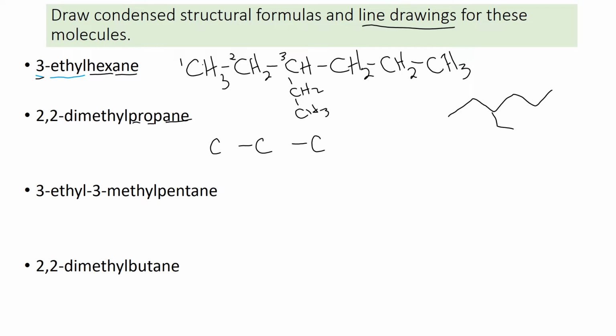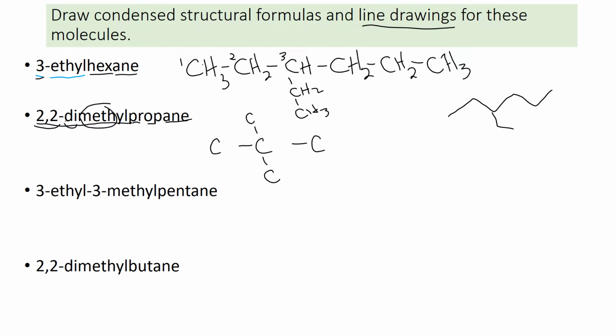Then we look at this portion right here, the 2,2-dimethyl. The "meth" part means the branch has 1 carbon. "Di" means there's 2 of them. So we have 2 branches of 1 carbon, and they're on carbon number 2 and carbon number 2. So I'm going to draw a branch there and a branch there. And so there are my carbons.